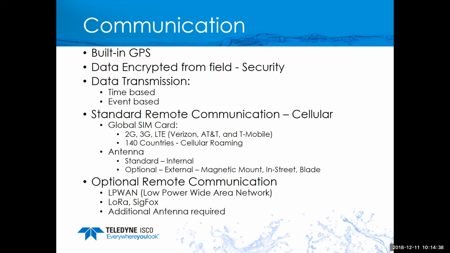Internal or external antennas. With these devices being installed in manholes most of the time, we would recommend installation of an external antenna just to get your best possible signal out of the manhole. Magnetic mount, in-street, or blade antennas are available as well. We also have optional remote communications such as LoRa, Sigfox, and LPWAN, where just additional antennas are required. That's another option for networks that have already been developed within, say, municipalities, and would give you another option instead of cellular technology.